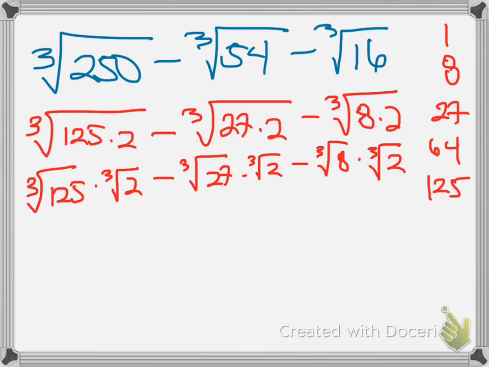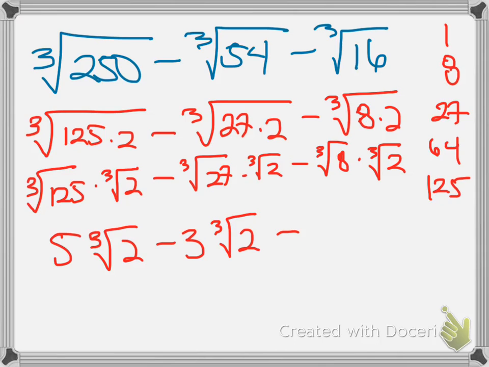So the cube root of 125 is 5, so our first term is actually 5 times the cube root of 2. The cube root of 27 is 3, so this becomes 3 times the cube root of 2. And then the cube root of 8 is 2, so this becomes 2 times the cube root of 2.